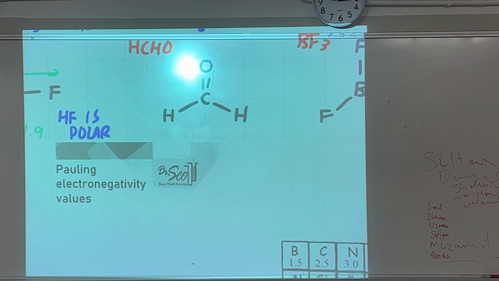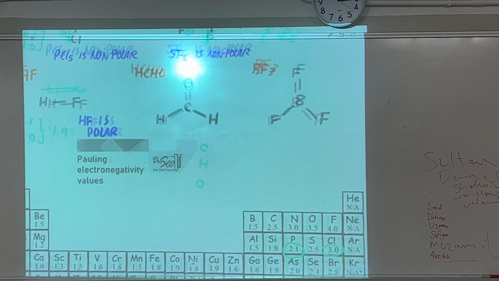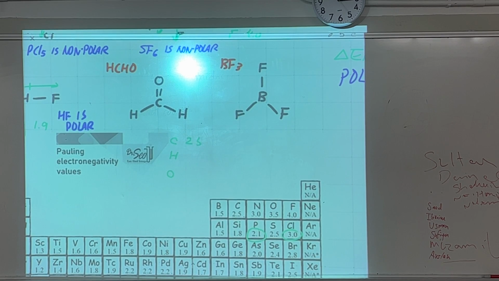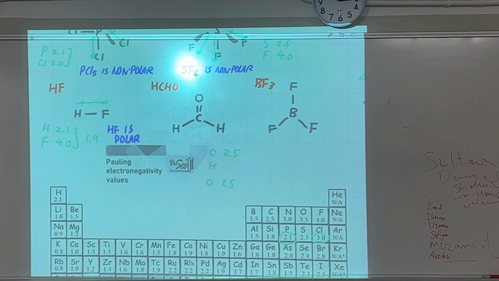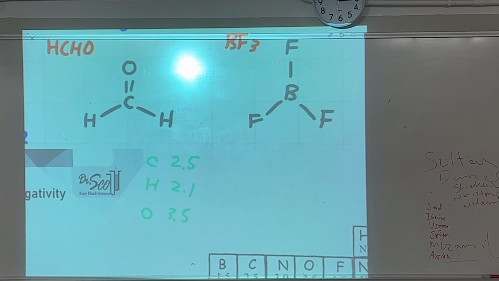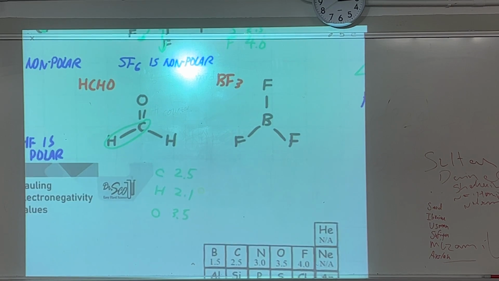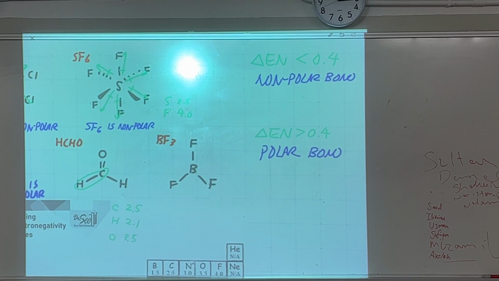You need to do it 3 times. What do I mean? So you have C, you have H, you have O. When I walked around just now, I saw that some students would subtract these 3 numbers from one another. You don't. You need to do it 2 at a time. When you look at the CH bond, you first find the difference. Is it polar or non-polar? 0.4. It is actually non-polar.